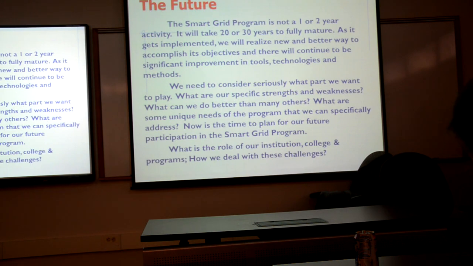So this is my last slide. The smart grid is not a 1 or 2 year project. It's a very long-term project, probably will take 20 to 30 years. I don't like to make predictions, but that is one that I have. We need everyone to be involved, from governments, academia, utilities, companies, and so on.